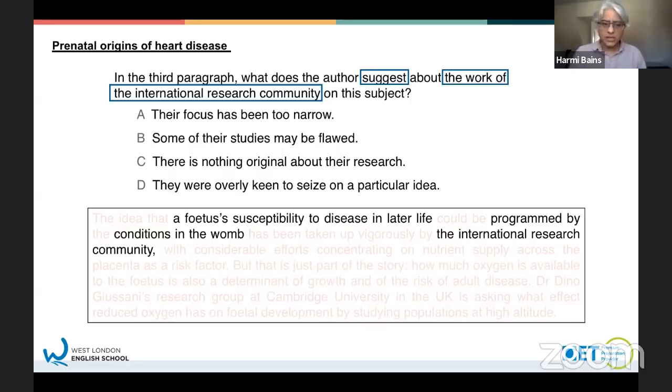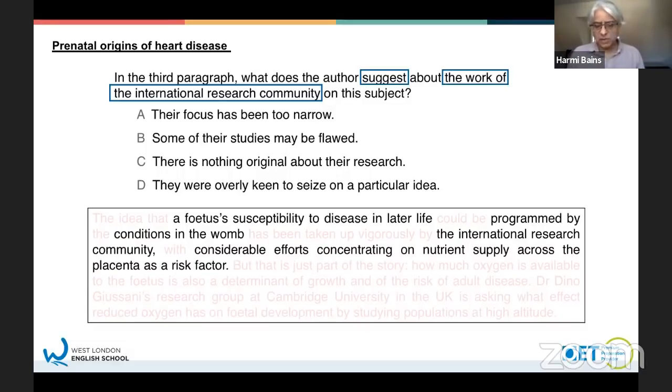So here it says a fetus's susceptibility to disease in later life. So in later life, how vulnerable you are to a disease. It starts as a fetus, that's what it's saying, by conditions in the womb. And you can see here it talks about the international research community. This is what they focused on. Okay, and it says here, considerable efforts concentrating on nutrient supply across the placenta as a risk factor. So that's what the international research community focused on. They focused on nutrients across the placenta when they're looking at disease in later life from a fetus.